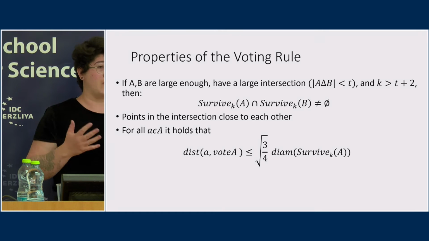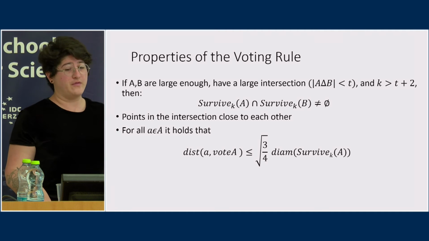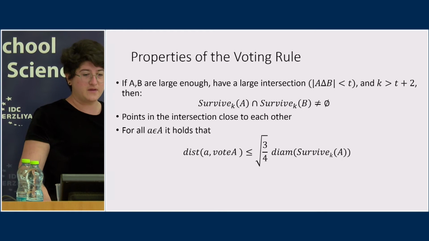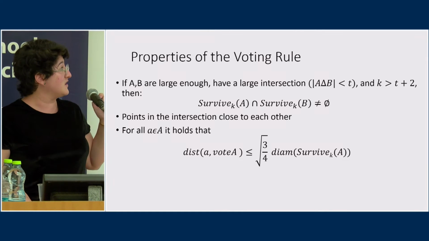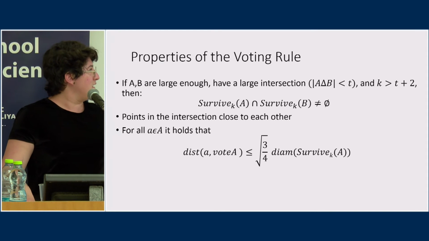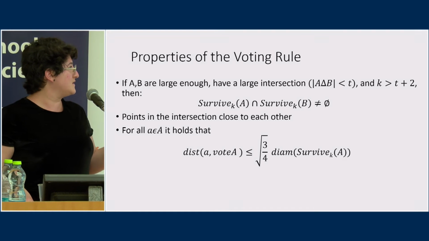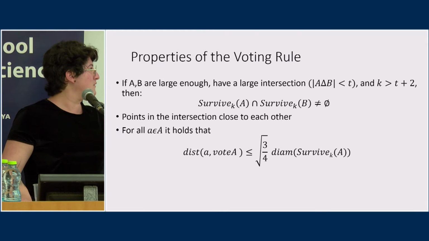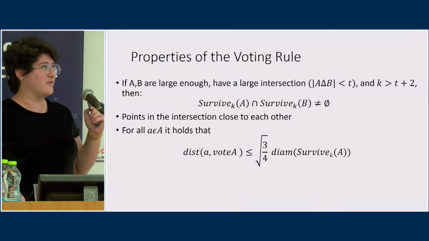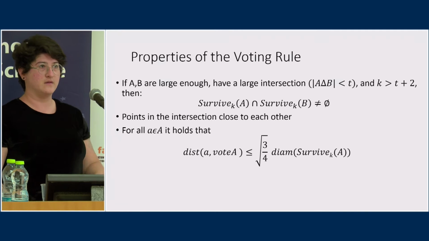of the players run this procedure independently and cast their vote, then first of all, the surviving sets' intersection will be non-empty, and points in the intersection will be close to each other. We will talk about this, and every point in the surviving set is close up to every other point. The vote is close to every other point in the surviving set, up to a factor of square root of 3/4 of the initial diameter of the surviving set.